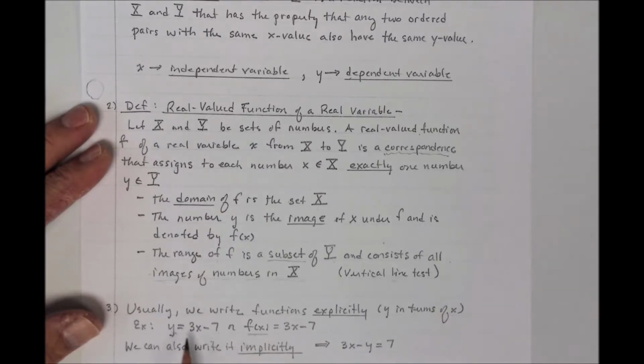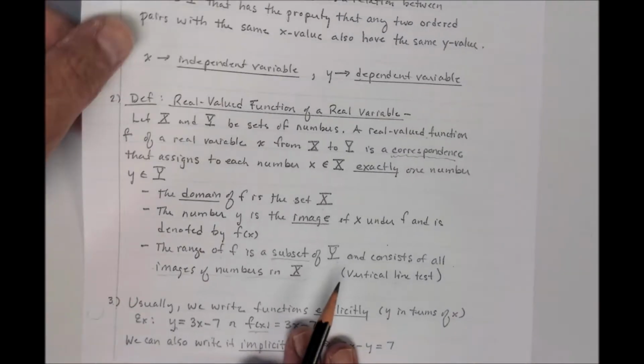Now, y equals 3x minus 7 can also be written as 3x minus y equals 7 by rewriting the terms. When the x's and the y's are on the same side and I don't have y in terms of x, then we say it's not defined explicitly, but it's defined implicitly. So a little different there.